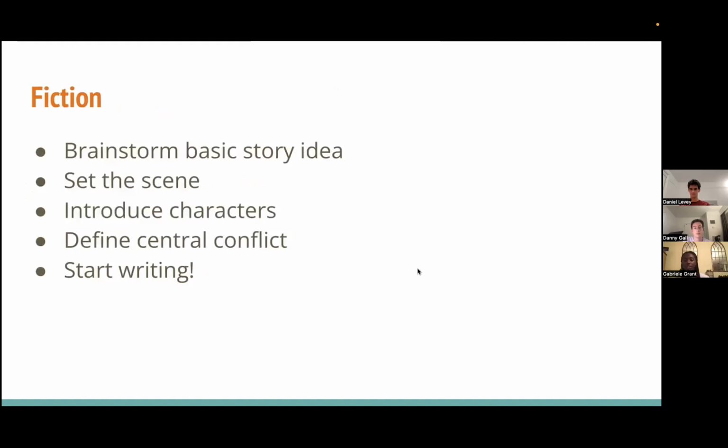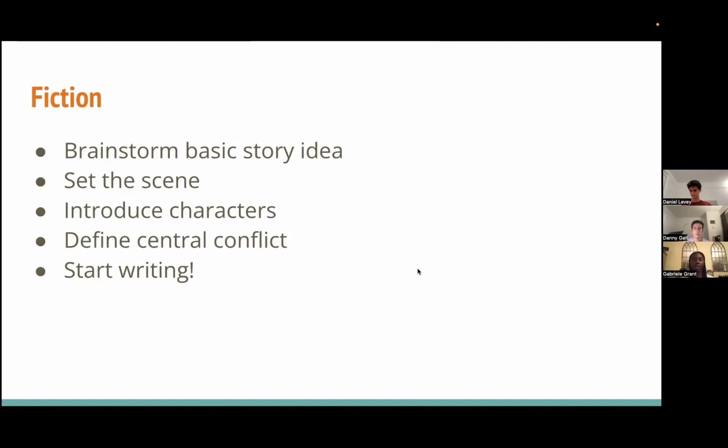So, for fiction, when brainstorming your story idea, it is important to pay attention to the tone that you want to approach it with, along with your basic conflict and resolution. So, when setting the scene, it's important to include how the setting is important to the character, along with specific locations, for example, a country, state, a town, or even a building.